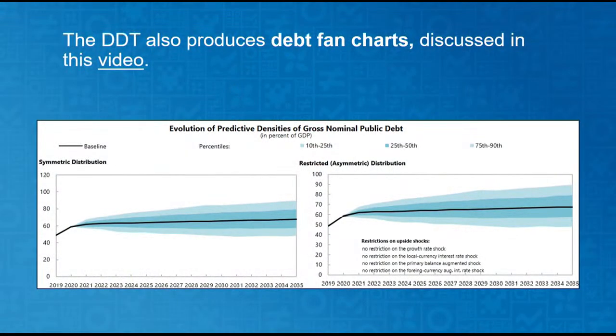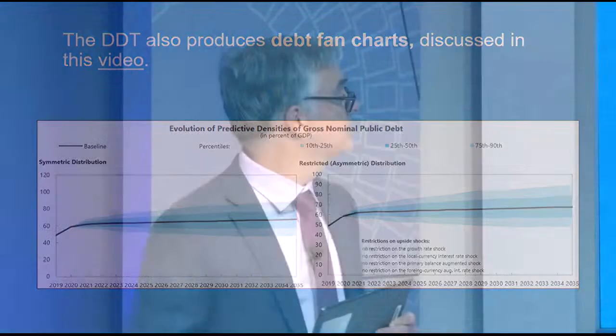The DDT also produces fan charts. In the next video, you're going to see how we can interpret these fan charts in the DDT.